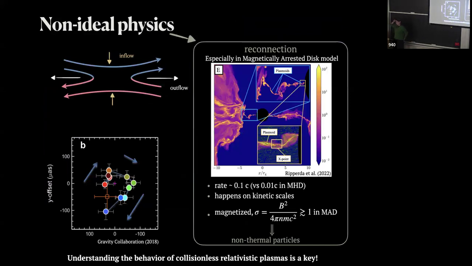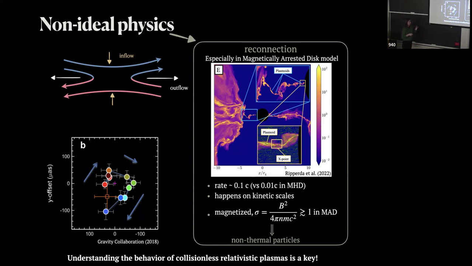And finally, another difference I want to stress is the reconnection physics. So imagine you have magnetic field lines going this way here and this way here, and you have inflow from top and bottom. So the magnetic field has to go through 0 here, and it does that through the reconnection process. This is something called an X point. So the magnetic field, on the top and bottom, has to reconnect and turn into this X point.